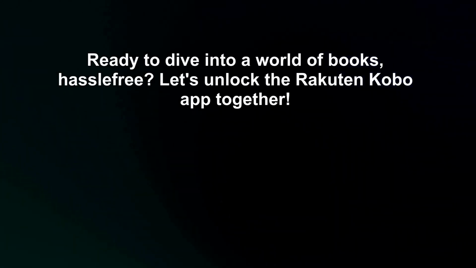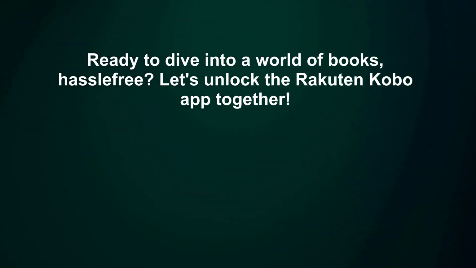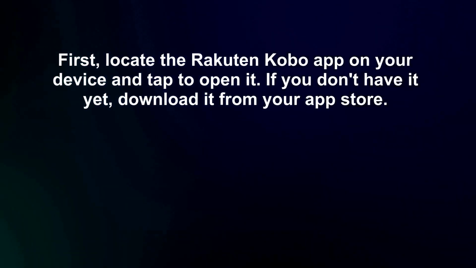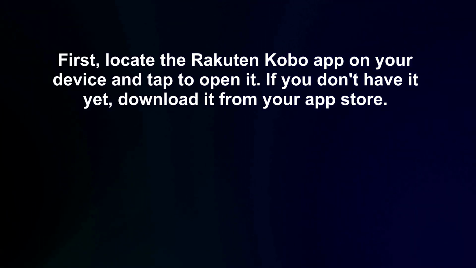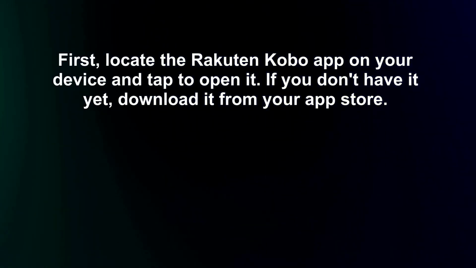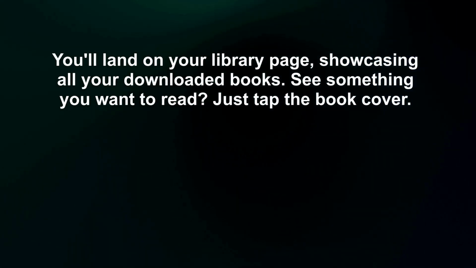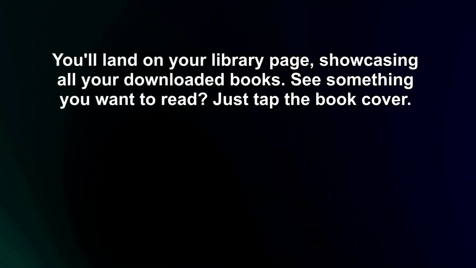Ready to dive into a world of books, hassle-free? Let's unlock the Rakuten Kobo App together. First, locate the Rakuten Kobo App on your device and tap to open it. If you don't have it yet, download it from your app store. You'll land on your library page, showcasing all your downloaded books.